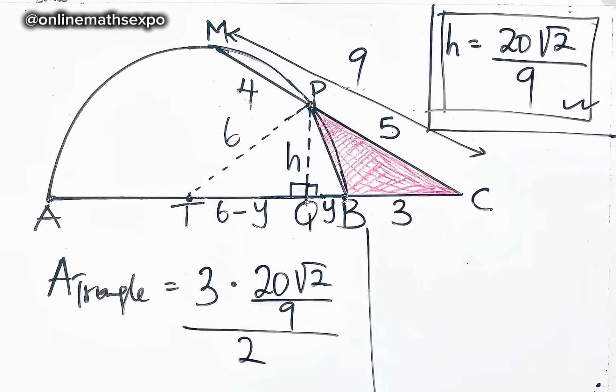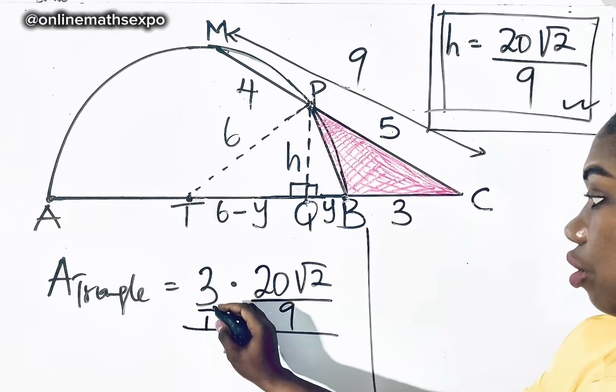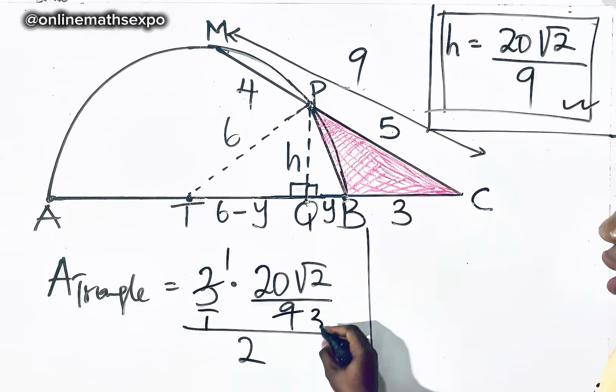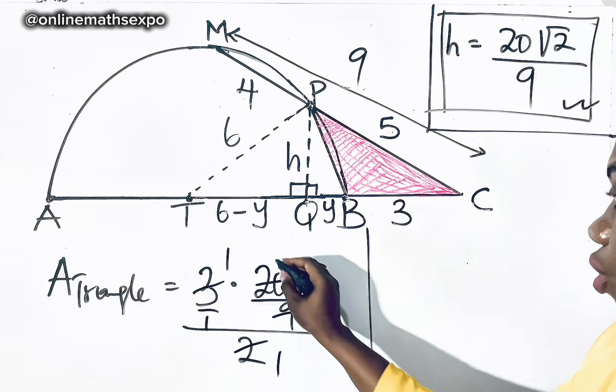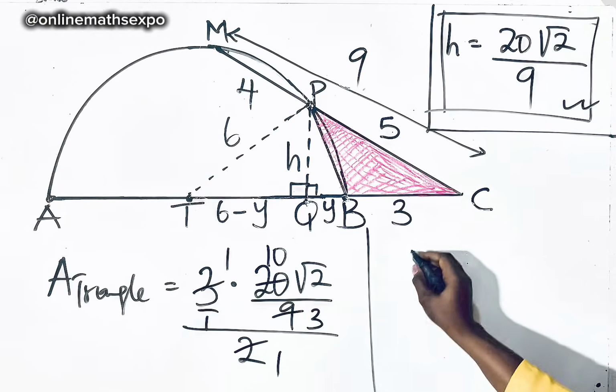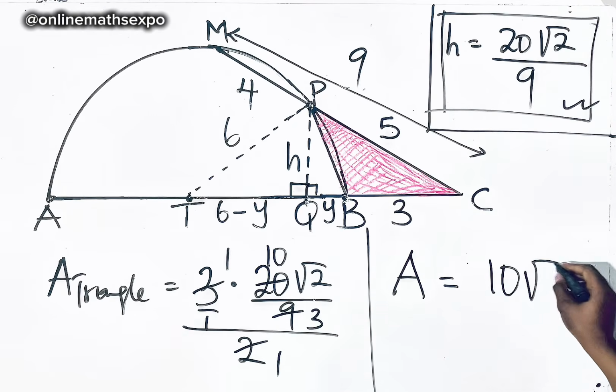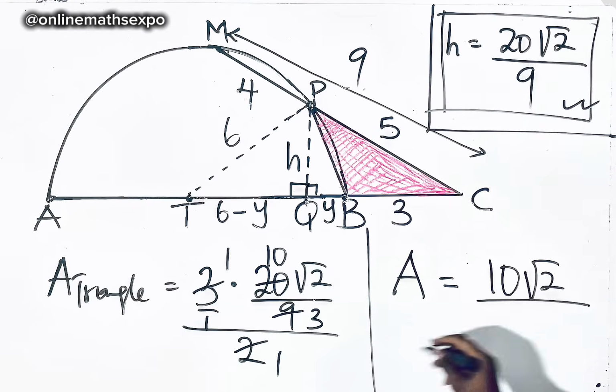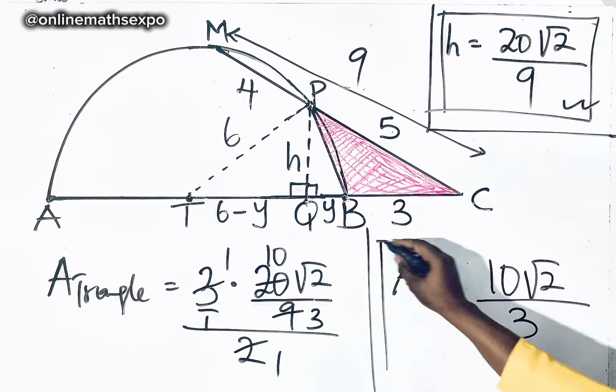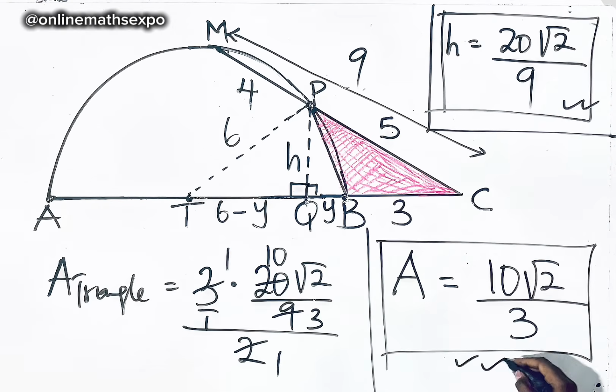So to do that, we have 3 over 1, the 3 here is 1, the 3 here is 3, 2 in itself is 1, 2 in 20 is 10. And that gives us the area is 10 root 2 divided by 3. And this is what we have for the area of the triangle in square units.